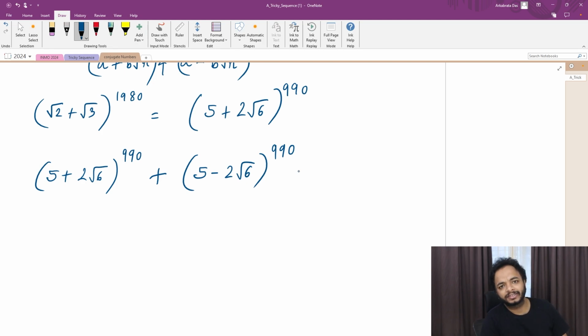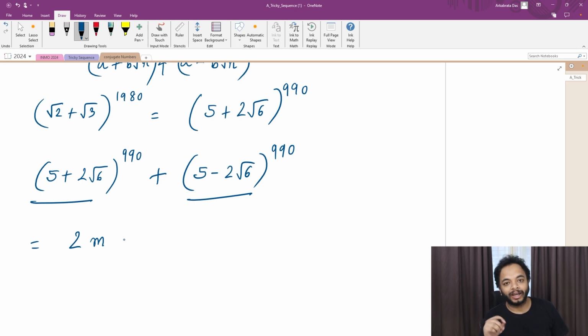Now you can easily expand this with the help of the binomial theorem. I'm not expanding it, just use the binomial expansion and nothing else. You'll notice that whenever the powers of 2 root 6 are odd, the terms match on both sides, but there will be a minus sign for the right hand side expansion. So they will cancel out. All these odd powers cancel out and the even powers survive on both sides, and they get added up to give something of the form 2 times, let's say, m.